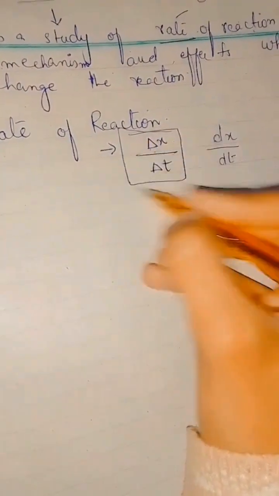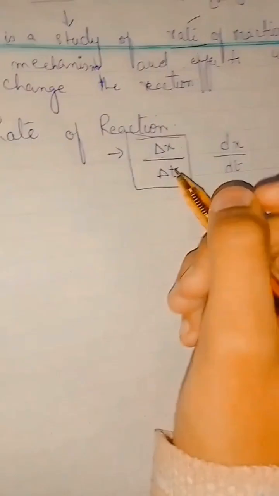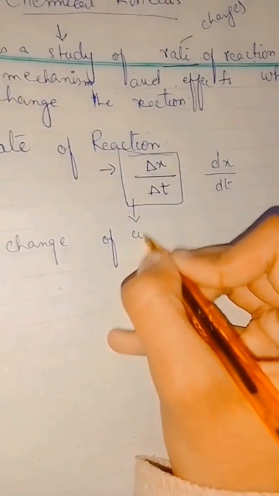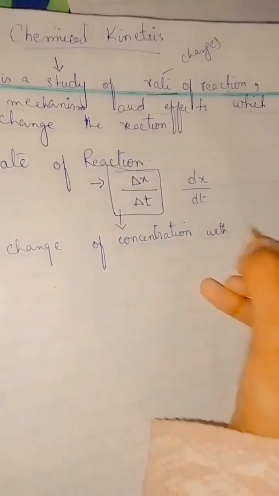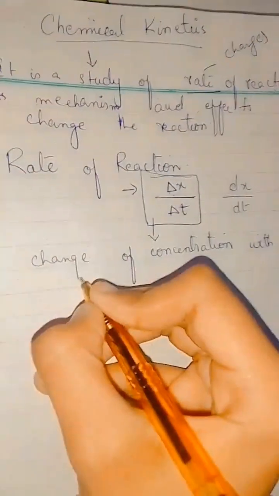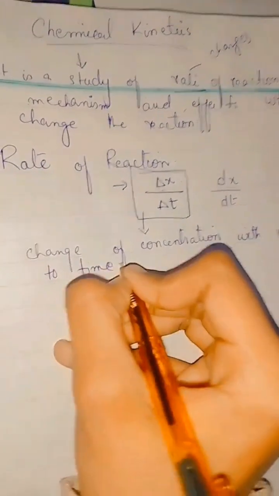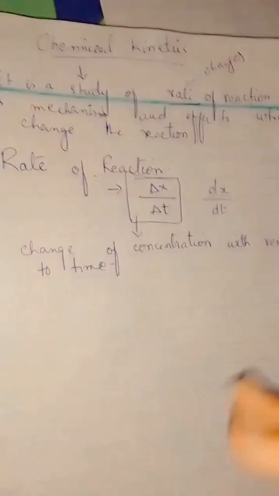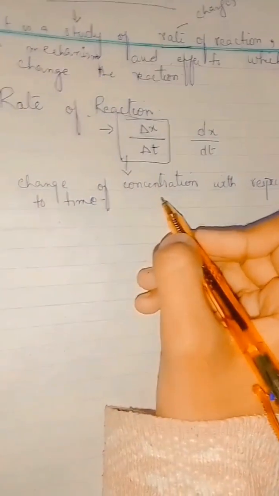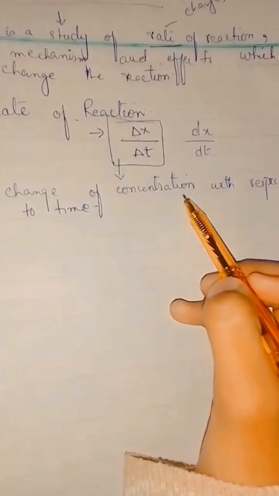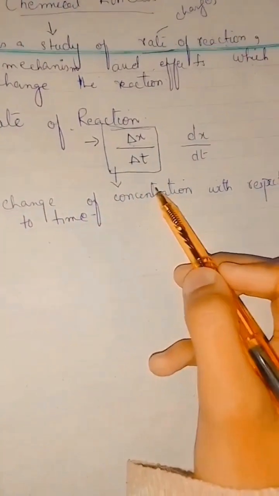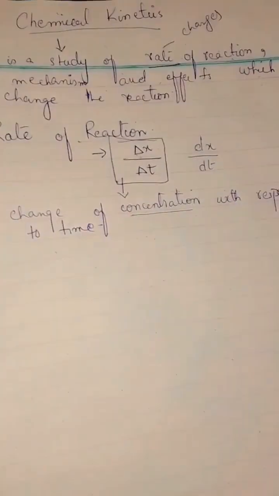Now let's understand that equation, why we denote it by this. It means the change of the concentration with respect to time. That is known as the rate of reaction. Here we have created a definition of the rate of reaction: a change in the concentration with respect to time. Concentration of what? The concentration or the amount of a reactant.